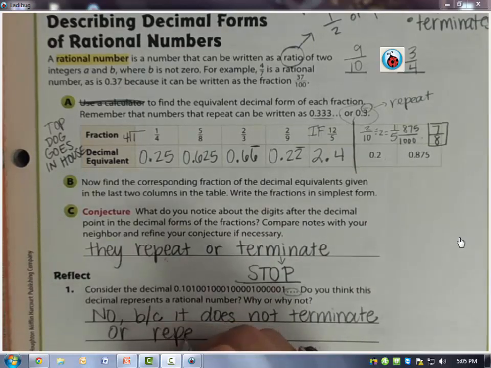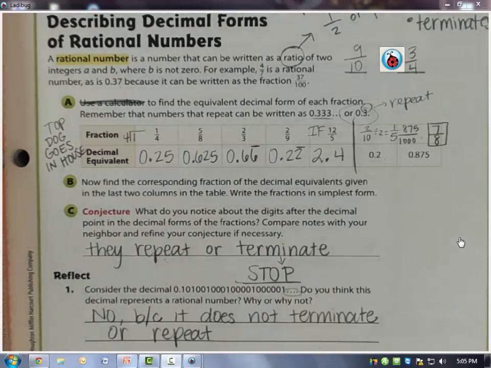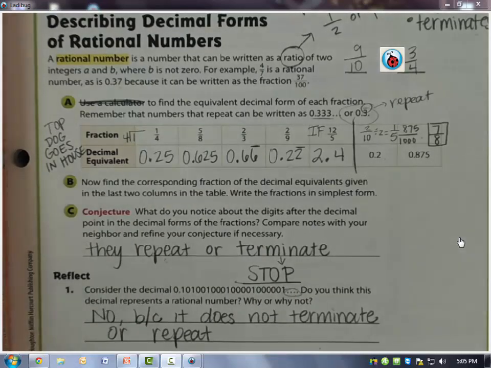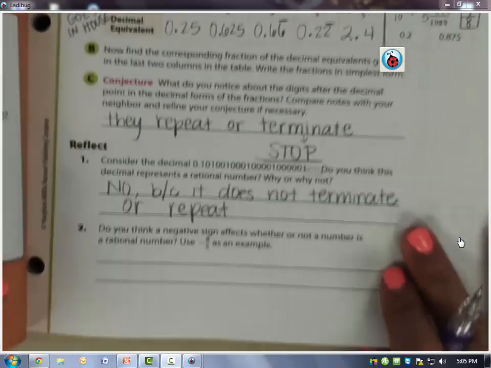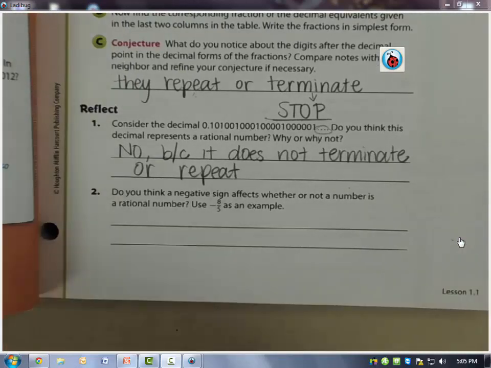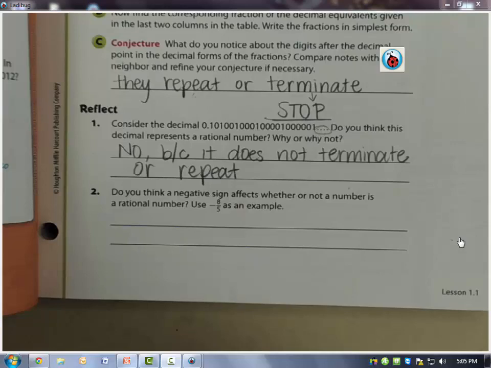Alright, look at this next question you have. Do you think a negative sign affects whether or not a number is a rational number? Use negative 8/5 as an example. Alright, let's talk about it. 8/5, negative 8/5. Let's divide it out.